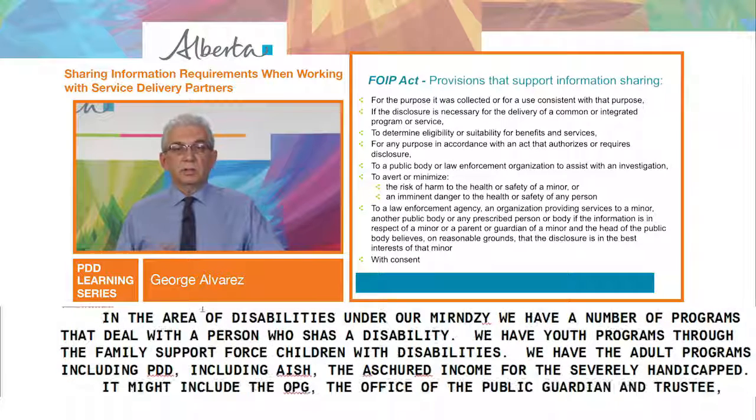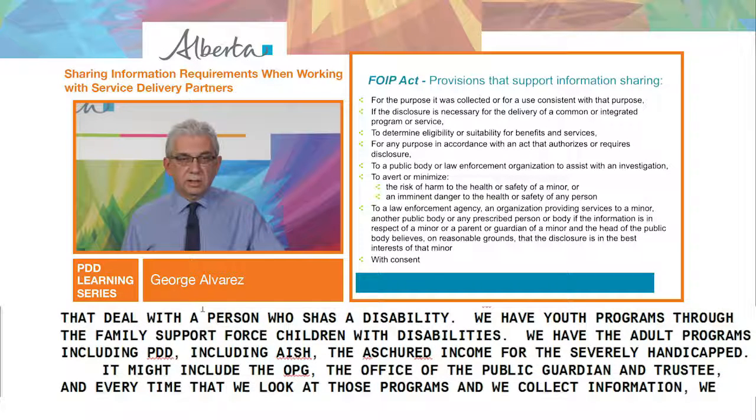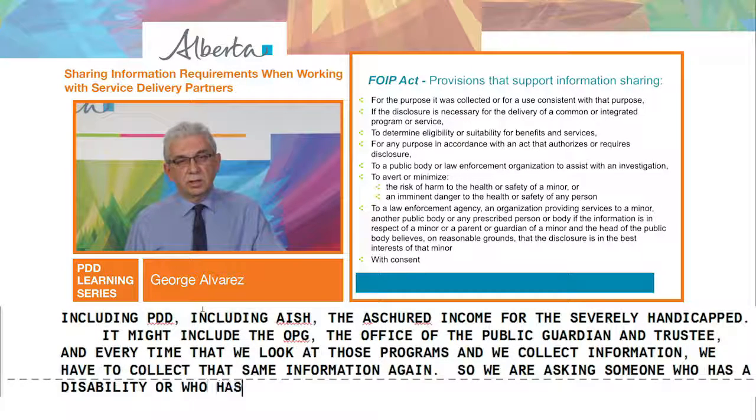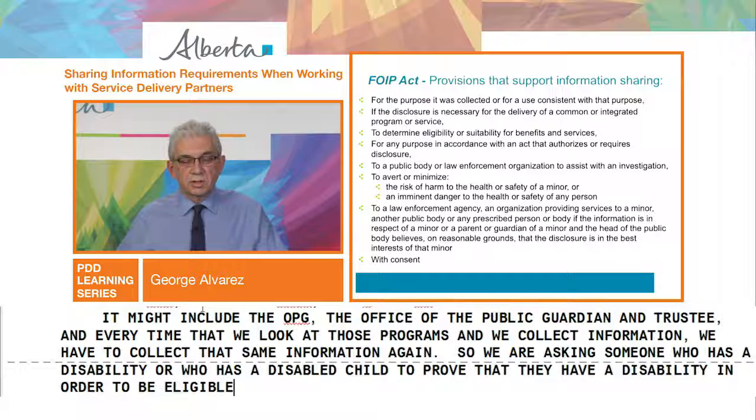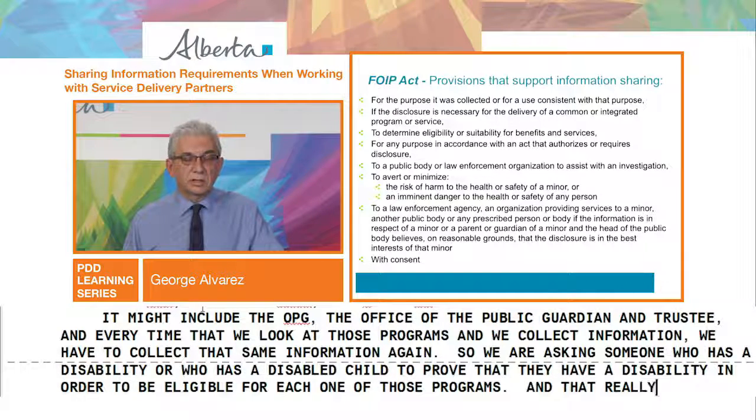And every time that we look at those programs and we collect information, we have to collect that same information again. So we are asking someone who has a disability or who has a disabled child to prove that they have a disability in order to be eligible for each one of those programs. And that really doesn't make a lot of sense, does it?